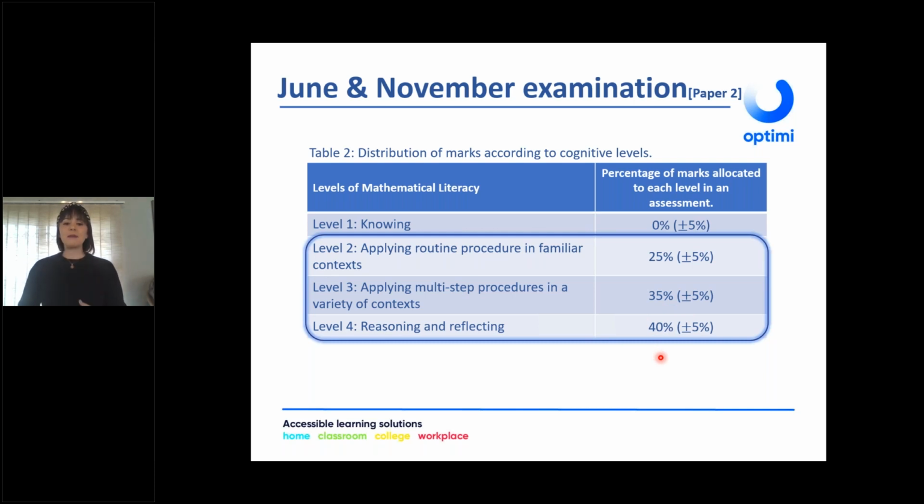So you will find that this paper is going to include a lot more of your higher order reasoning and reflecting. Therefore, paper one is generally known as your easier paper, and paper two is a slight bit more difficult, more interpretation, more analyzing. So just be aware of that so that you can study accordingly.